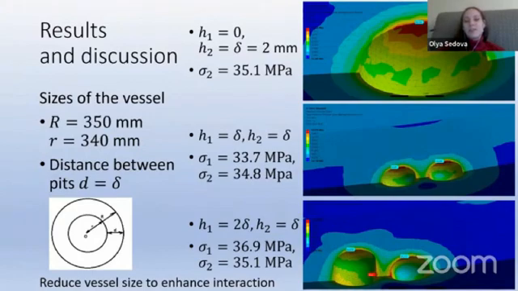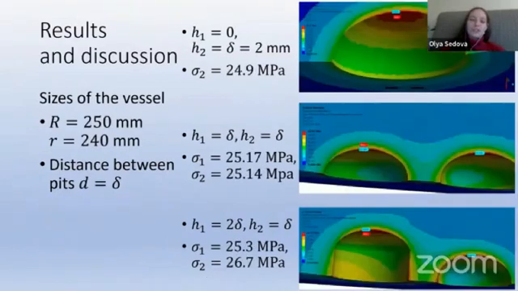So when they are deep enough, they will probably interact more if the size of the shell is less. So we reduced the size of the shell and checked what was going on. It helped a little, and it enhanced the interaction between pits. So they start to grow a little bit faster, but not so fast that we could see it in a graph.